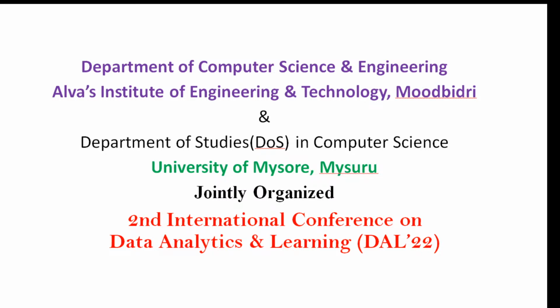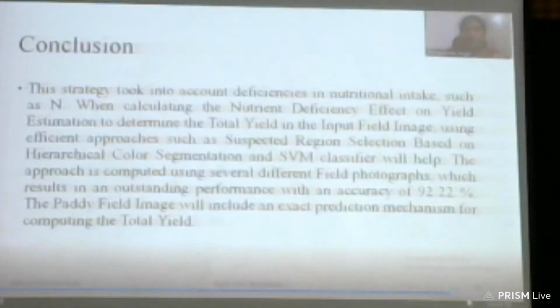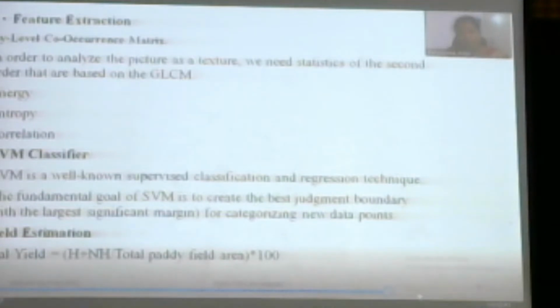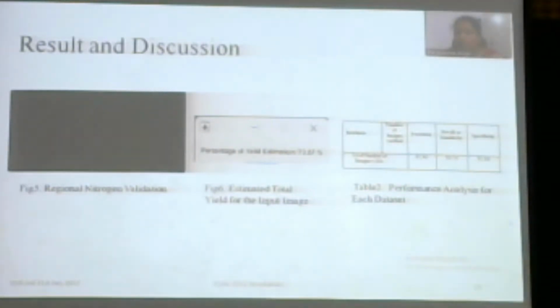Yes, the unhealthy or nitrogen deficient part. Here the unhealthy region shows the characteristics of the deficiencies compared to the healthy. And one more is the performance analysis. Here we are using the confusion matrix, which is used to calculate the accuracy of the system.